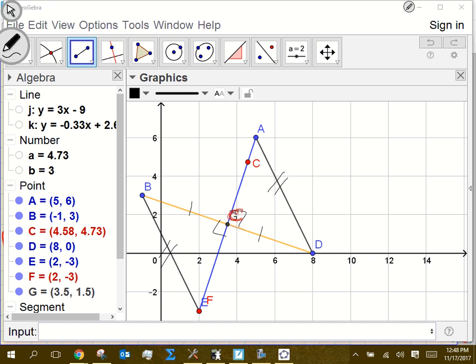And then what conclusion can you make about them? The conclusion should be that they're congruent, correct? But by what property? What theorem? Hypotenuse length. Good. Okay.